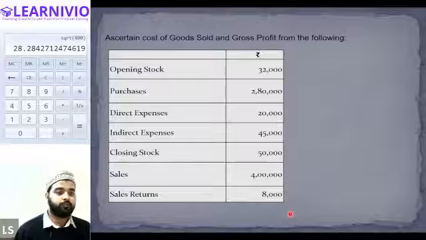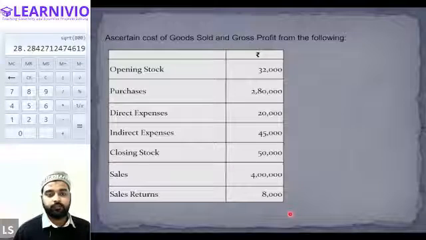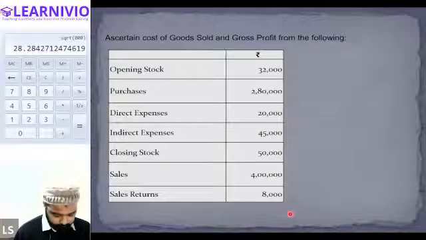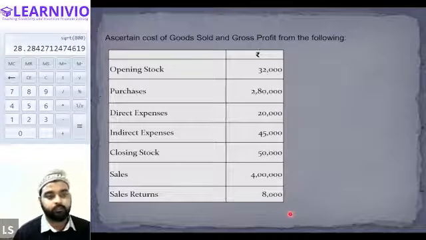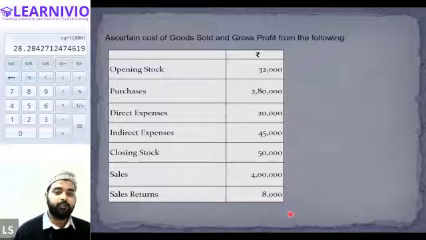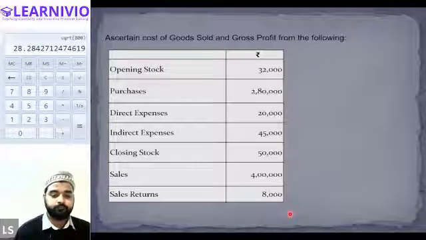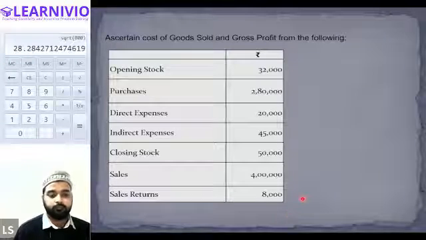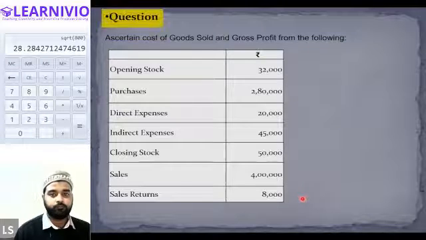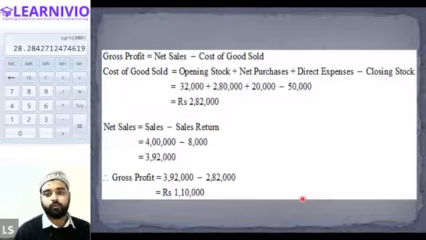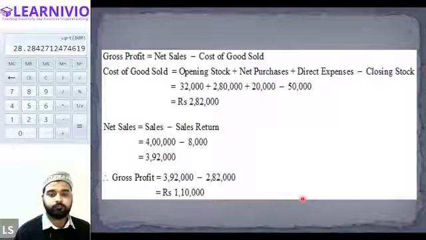We are waiting for Hamad's answer. Sir, for cost of goods sold, the answer will be 2,82,000. And the gross profit, I didn't calculate it. Okay, so cost of goods sold is correct, and Halima is saying gross profit is 1,10,000. That is also correct.